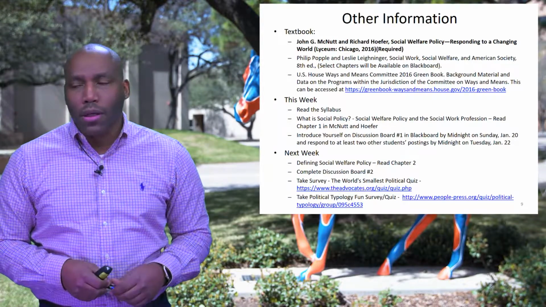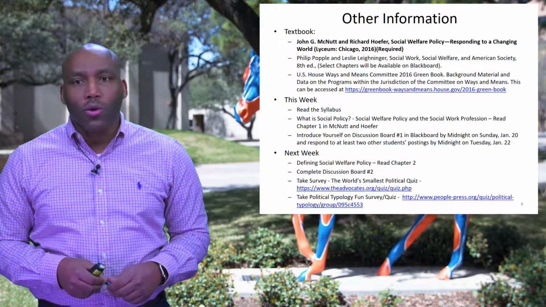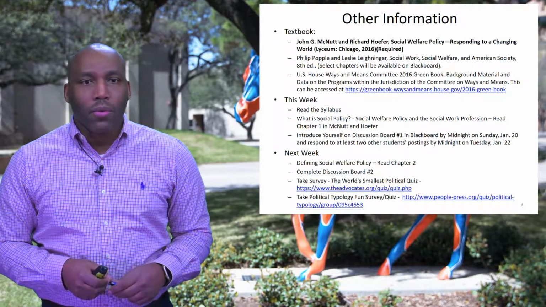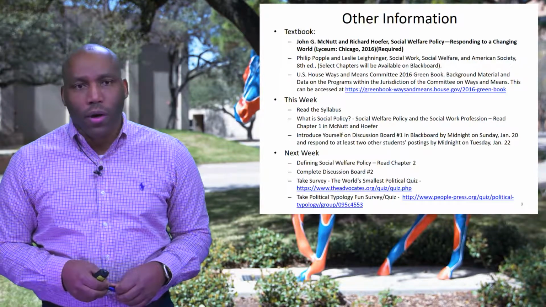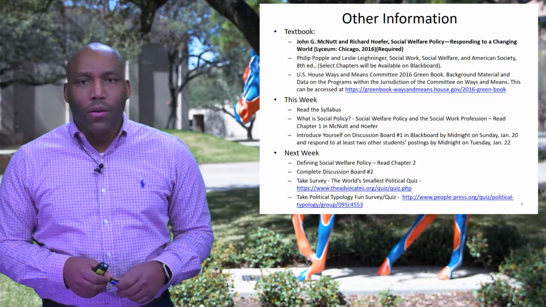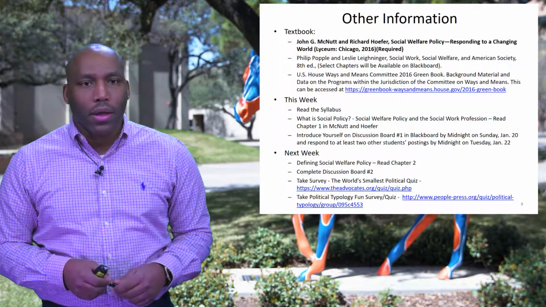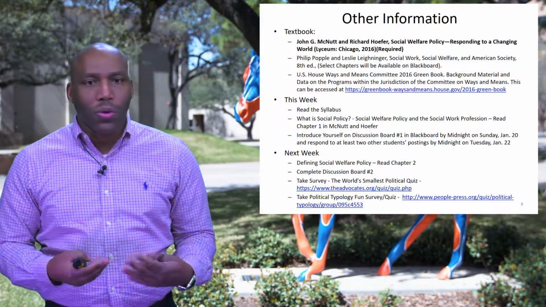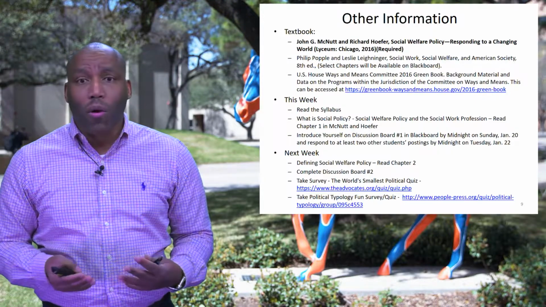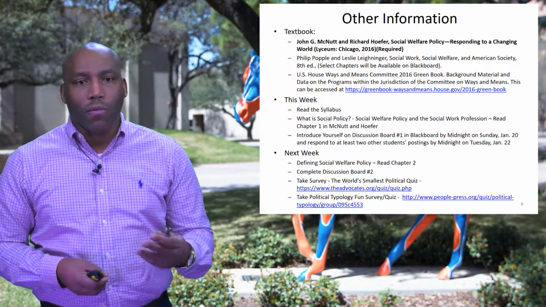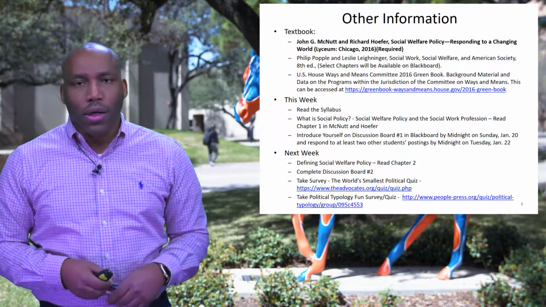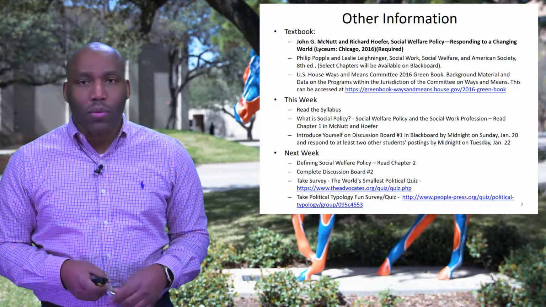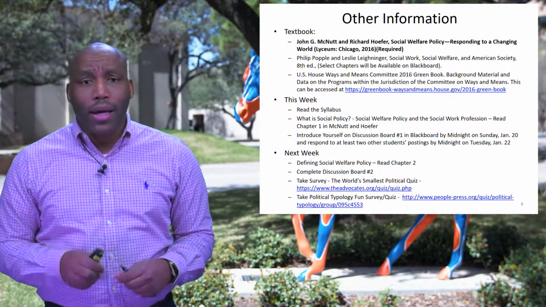Our required textbook is John McNutt and Richard Hofer's Social Welfare Policy: Responding to a Changing World, the 2016 edition. It will include readings. We will also have select readings from Professor Popple's textbook. Those chapters will be placed on Blackboard for you to read, so you do not have to purchase that book. So for this week, read chapter 1, and next week, chapter 2. Lecture slides are posted for both modules already, and the discussion board postings are out there for both modules. Week 1 is the intro, introducing yourself, and in week 2 we'll have some discussion questions for you to answer in the discussion board posting.